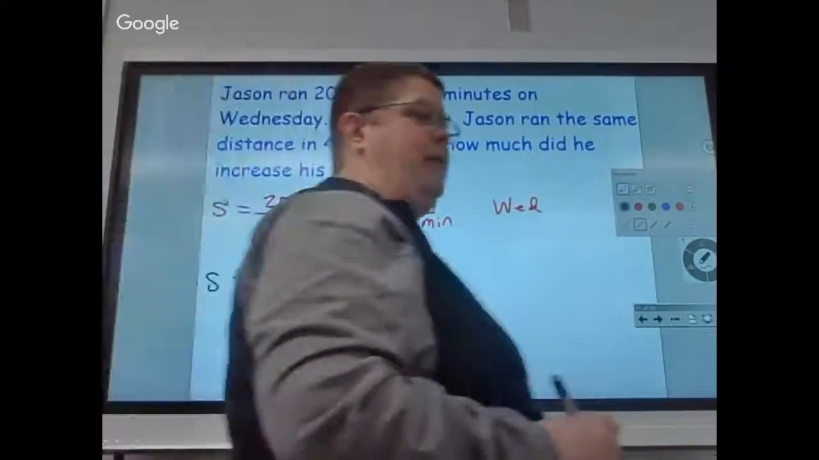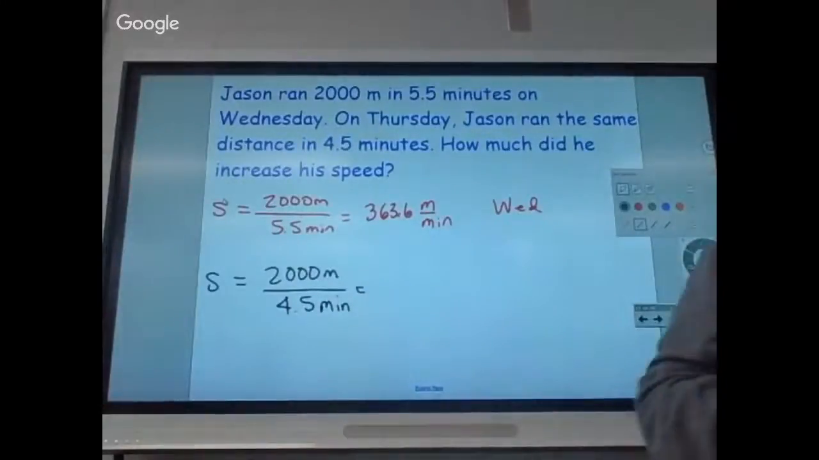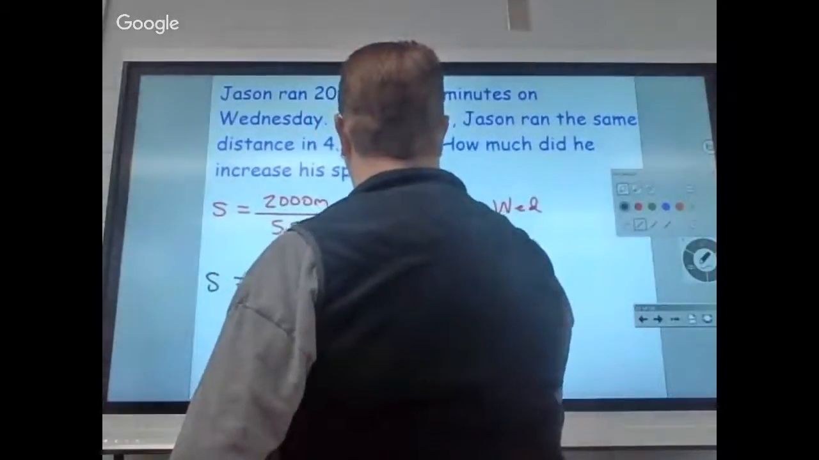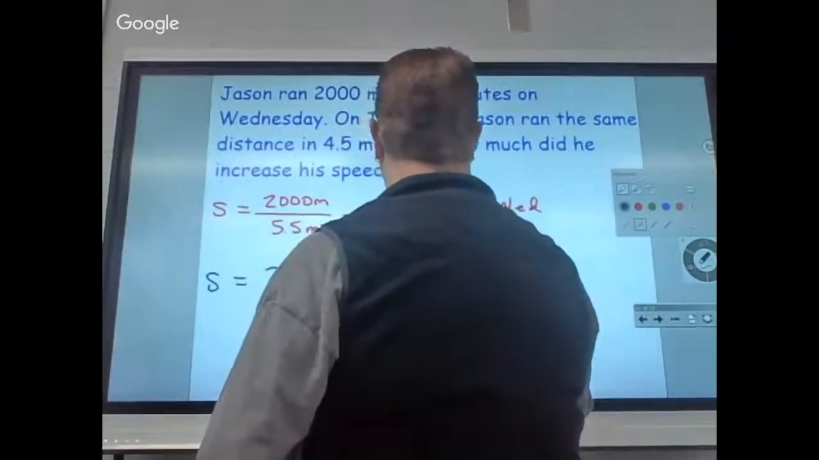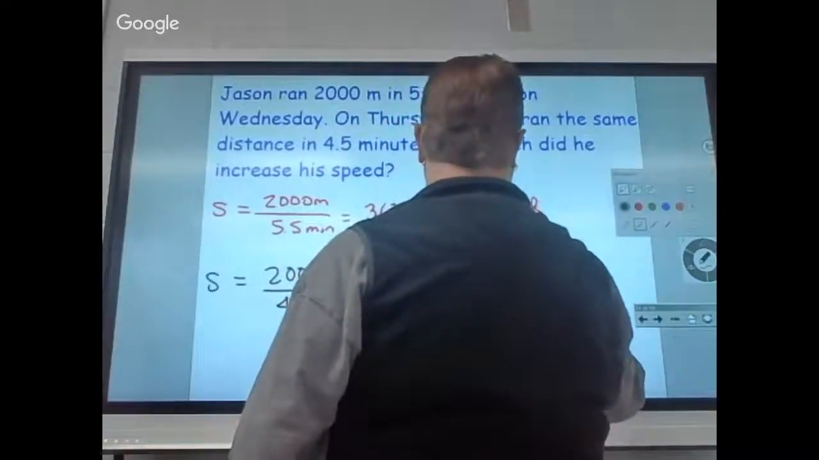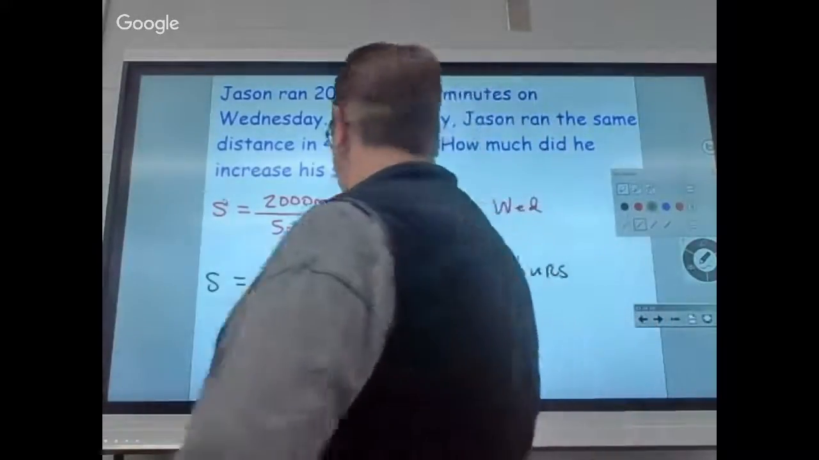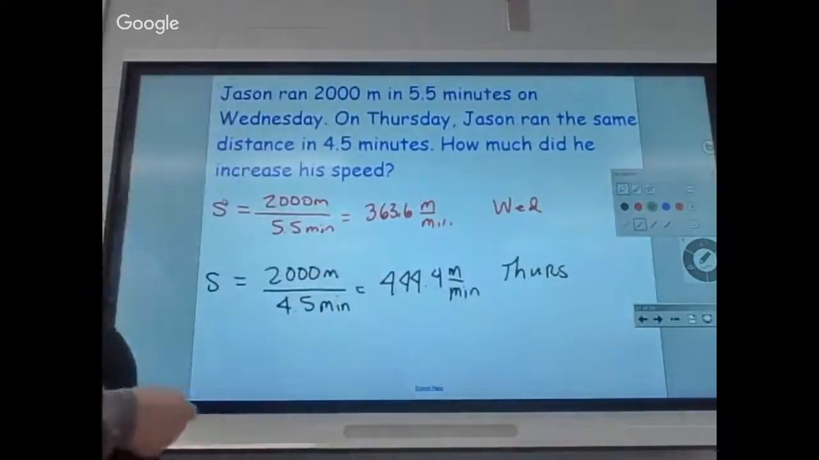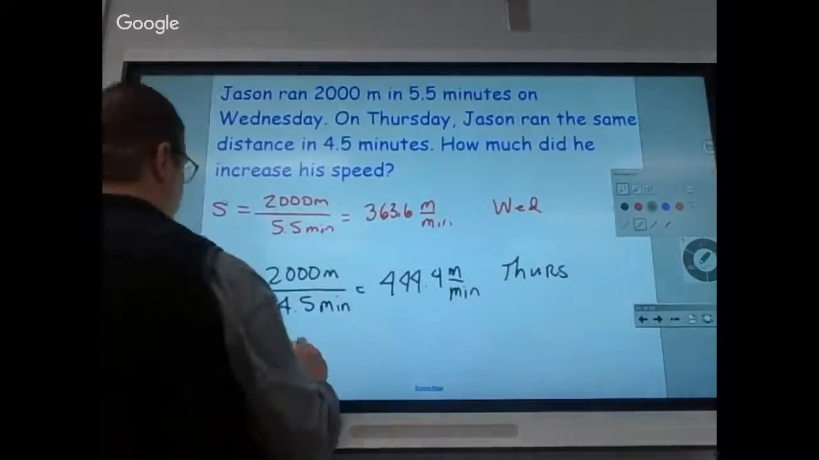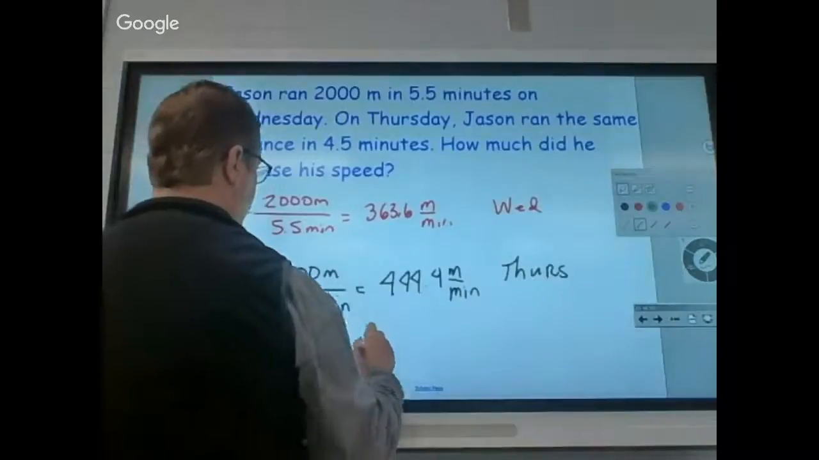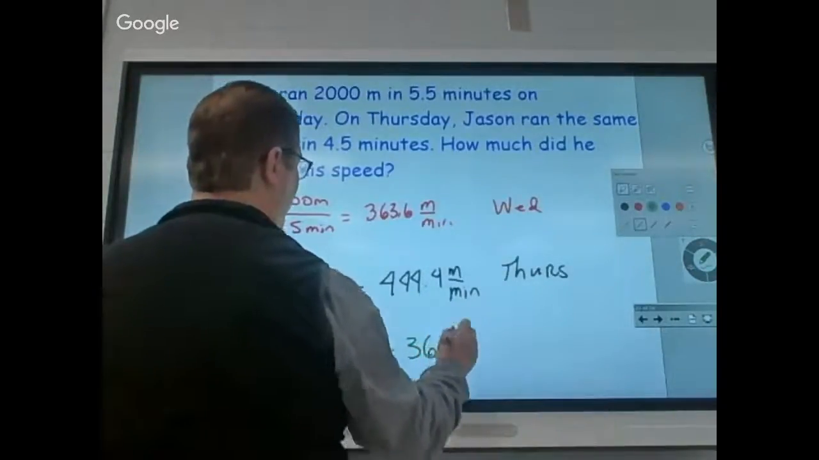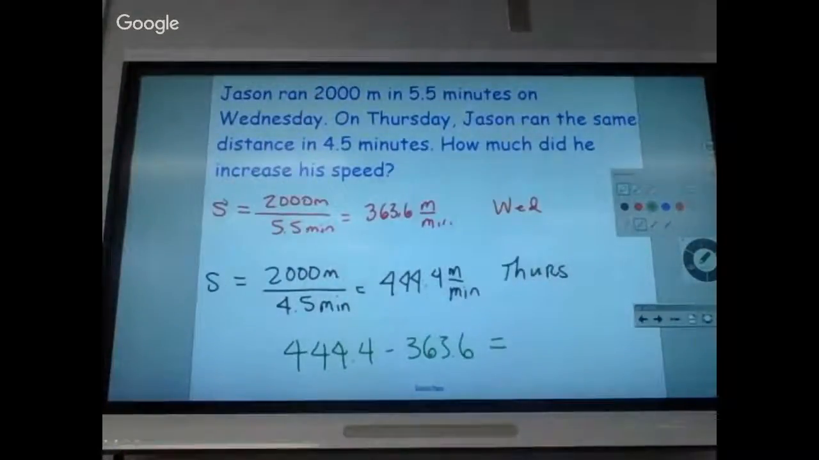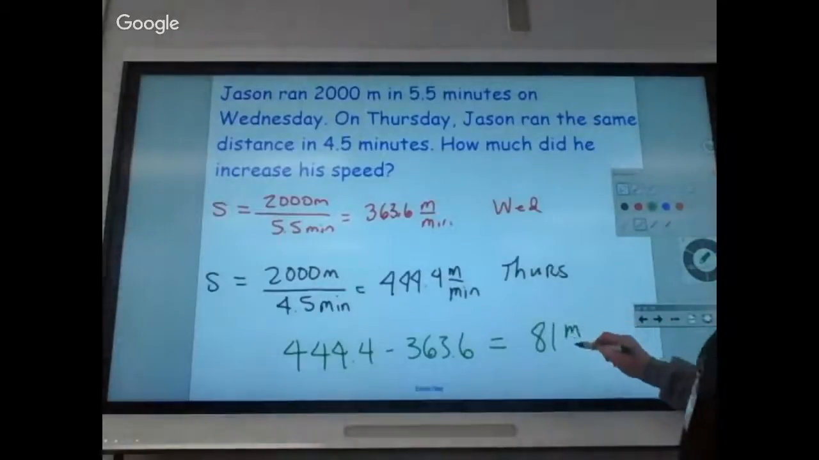He felt a little more motivated, and he did this at 444.4 meters per minute on Thursday. So if that is what he did on Wednesday, and that was his speed on Thursday, how do we find out how much he increased? These are made up numbers. So when you do that, you get 81 meters per minute.